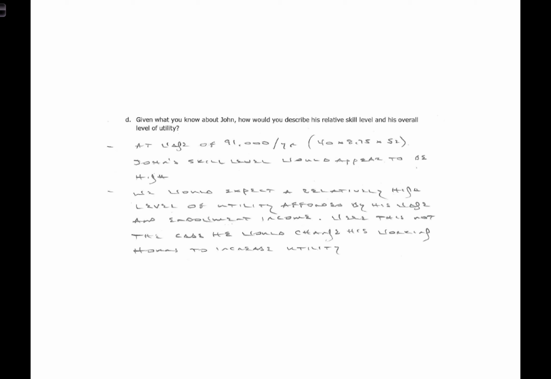And then item D. Given what you know about John, how would you describe his relative skill set and his overall level of utility? Well, if he's earning what we suggest he is, and he's earning around $90,000 a year, that means we've got a relatively highly skilled worker here. I don't know about you, I think $90,000 a year is a decent wage.